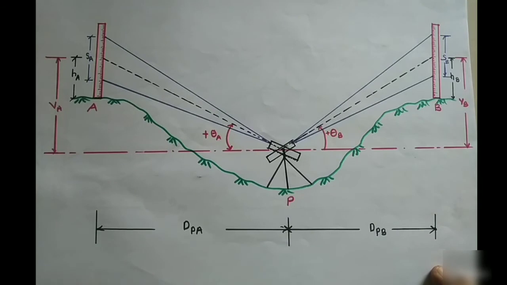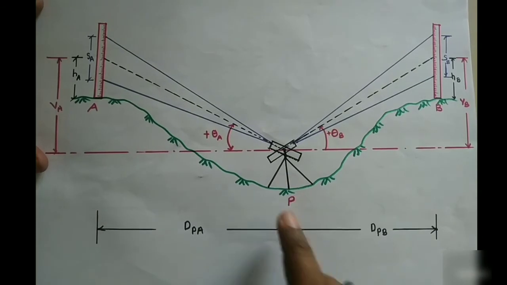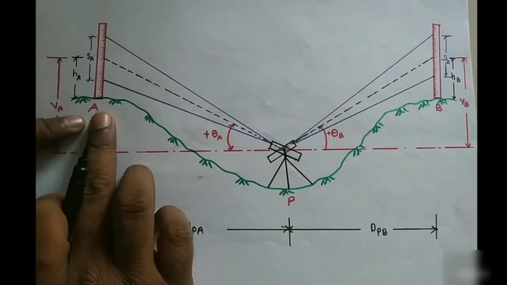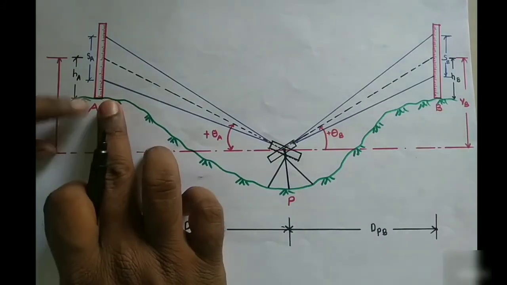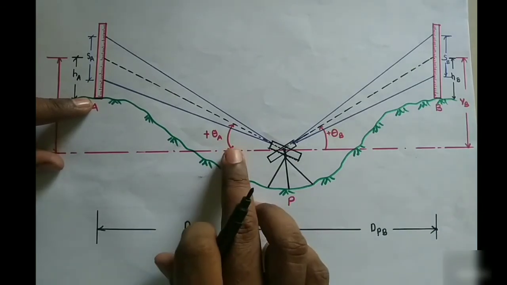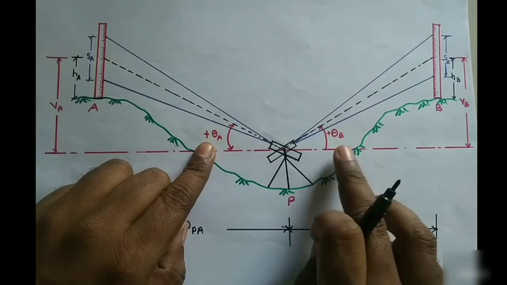Now next case, case number 3, if both the angles are given as angles of elevation. Here P is the instrument station, A is one staff station, and B is another staff station, and both staffs are at a higher level, and we make both the angles angles of elevation.